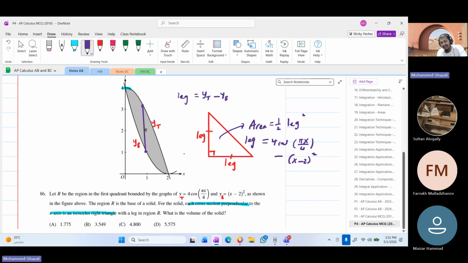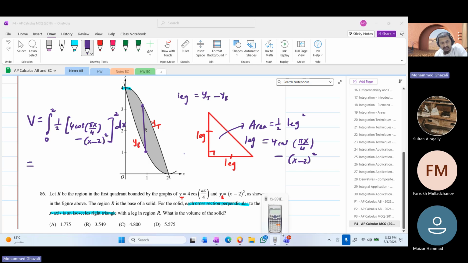So you're going to integrate the area. So the volume is now equal to the integral from 0 to 2 of half times the quantity 4 cos pi x over 4 minus open bracket x minus 2 squared, and the whole thing needs to be squared, dx.